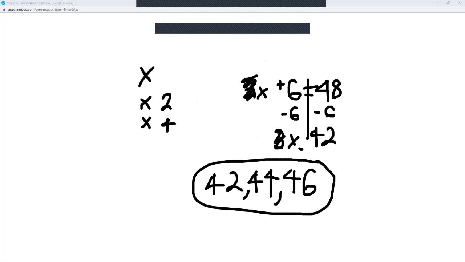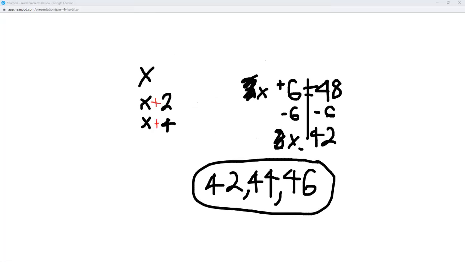All right, so they had consecutive even integers. That part's great. That's where you're going, but those were not the integers we were looking for. And I could see they were kind of getting there. X, X2, X4. You need a plus sign in between. So those would be the 3 things right there. X, X plus 2, X plus 4.